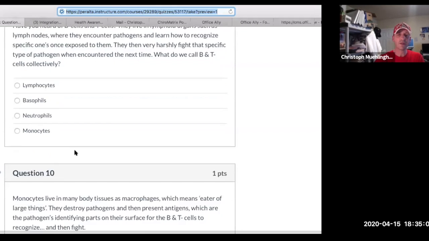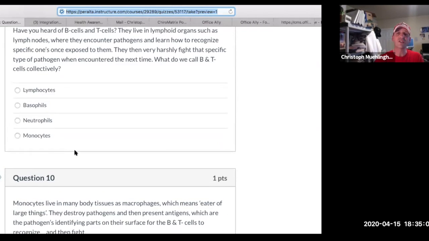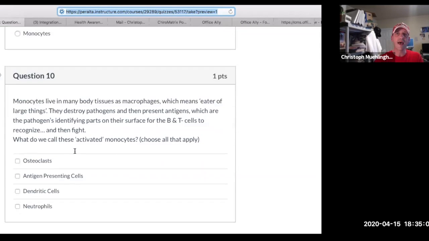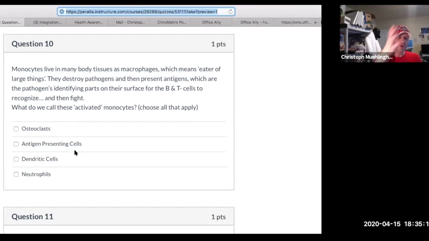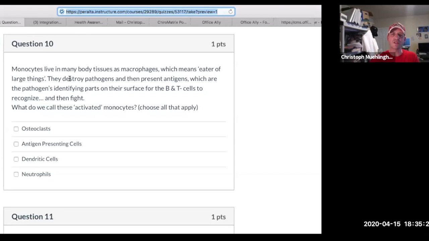Lymphocytes. So that's an agranulocyte. That's that second group: first the neutrophils, basophils, and eosinophils are the granulocytes, and then the agranulocytes are the lymphocytes and the monocytes. And monocytes live in many body tissues as macrophages, which means eater of large things. Macro means large things, and phage means eating. Remember the cell chapter at the end? Cellular eating means phage. Phagocytosis.